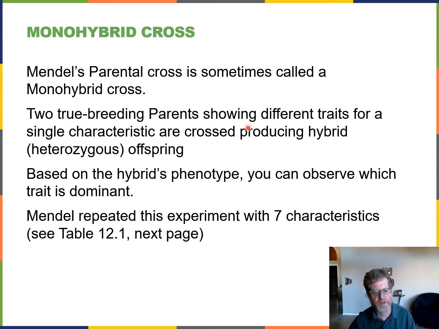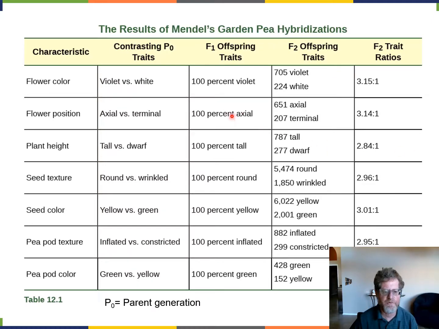Sometimes Mendel's experiment is called a monohybrid cross because he's crossing parents that are purebred or homozygous, having 2 different traits, and they're producing hybrid offspring. He did the same for a number of other characteristics besides flower color: flower position, plant height, seed texture, seed color, pod texture, pod color. In every case, the F1 offspring showed what trait was dominant. In every case, the F2 offspring had a 3-to-1 ratio.